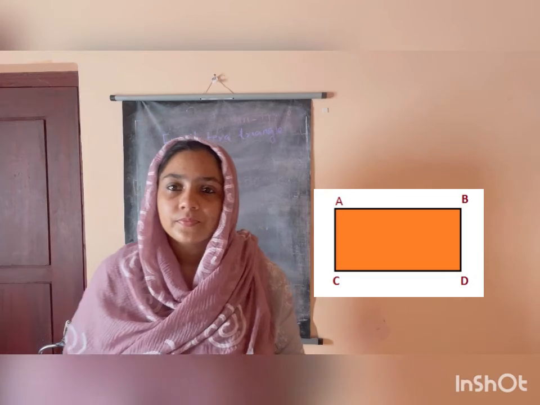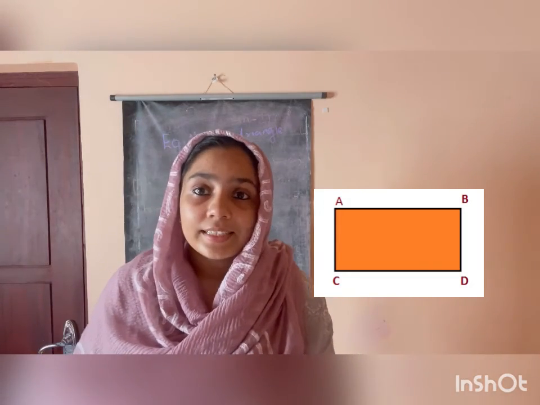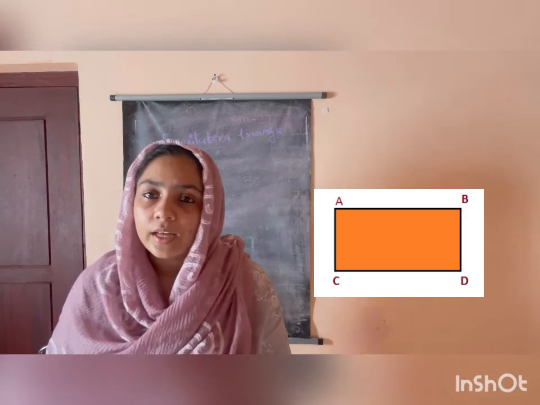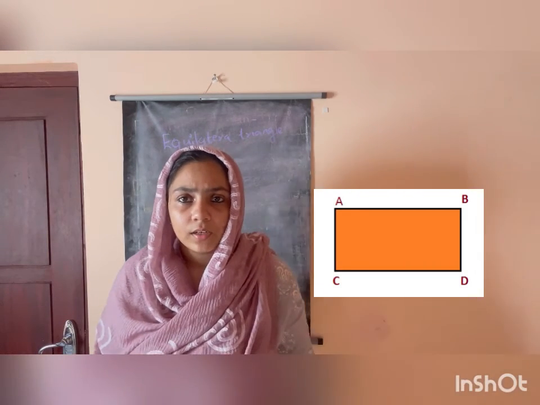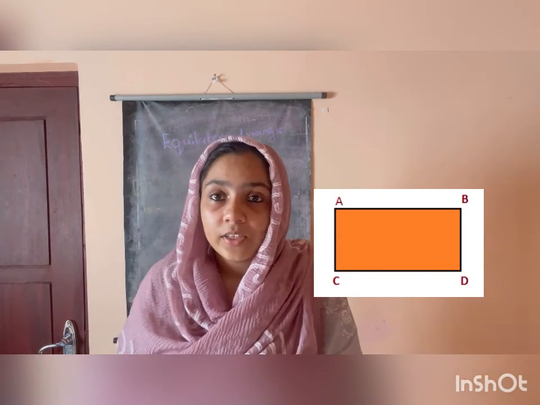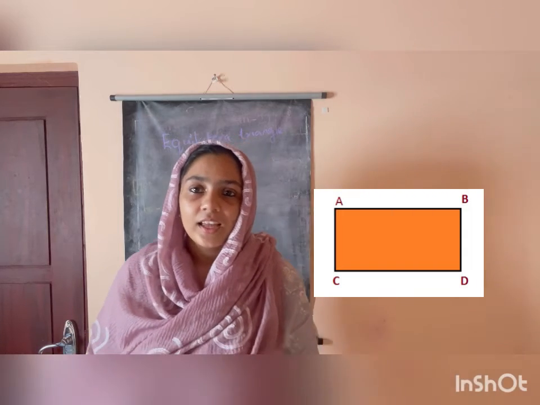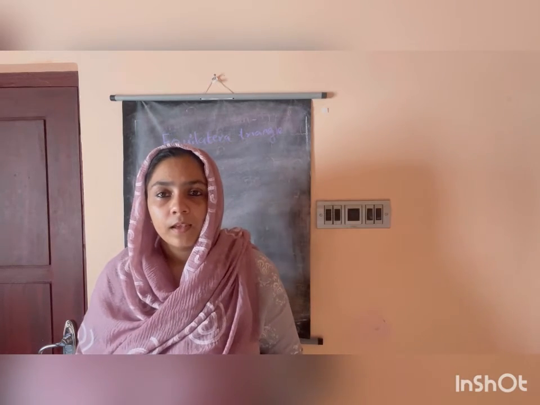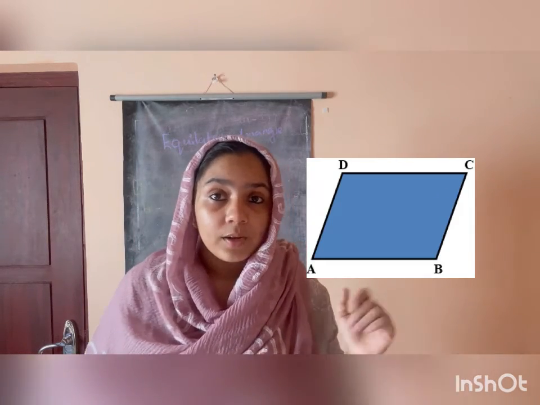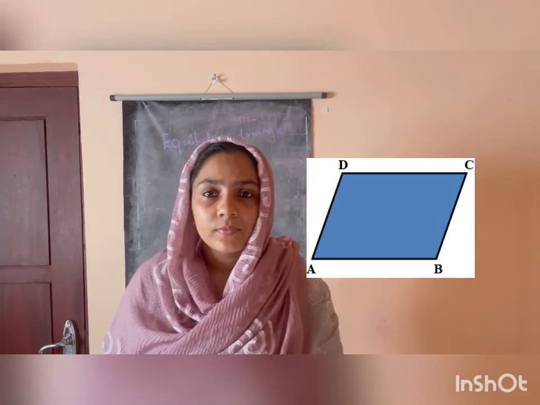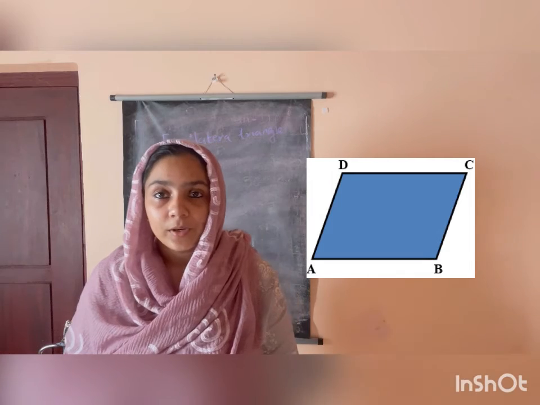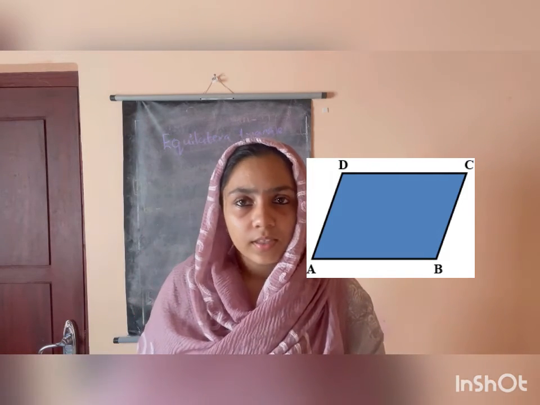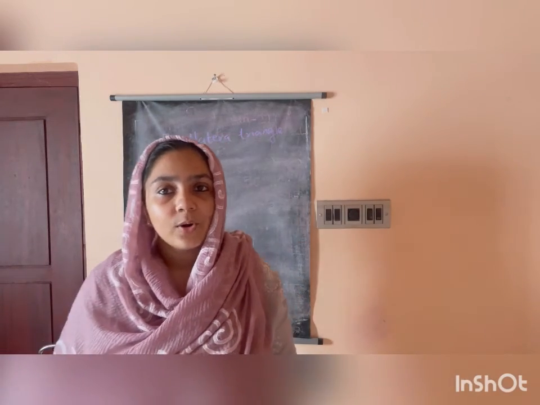What is this? This is a rectangle. What is a rectangle's peculiarity? Are its length and breadth equal? No. Okay. Then are its angles all equal? Yes, very good. All the angles of a rectangle are equal, but the sides are different. Then what about a parallelogram? This one. Are all the sides equal? Are its angles equal? No, the angles of a parallelogram are not equal.